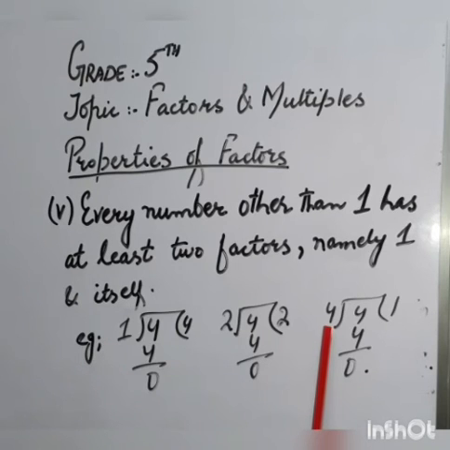But हमने क्या देखा कि कम से कम 2 फैक्टर्स तो है ही. एक तो 1 भी इसका फैक्टर है और खुद ये जो 4 है वो खुद अपना भी फैक्टर है. That means at least 2 factors होते ही होते हैं. 2 से ज्यादा भी हो सकते हैं, but कम से कम 2 फैक्टर्स हर एक नंबर के हैं. और वो 2 फैक्टर्स कौन से? एक तो 1 है और नंबर खुद अपना फैक्टर होता है. Clear?